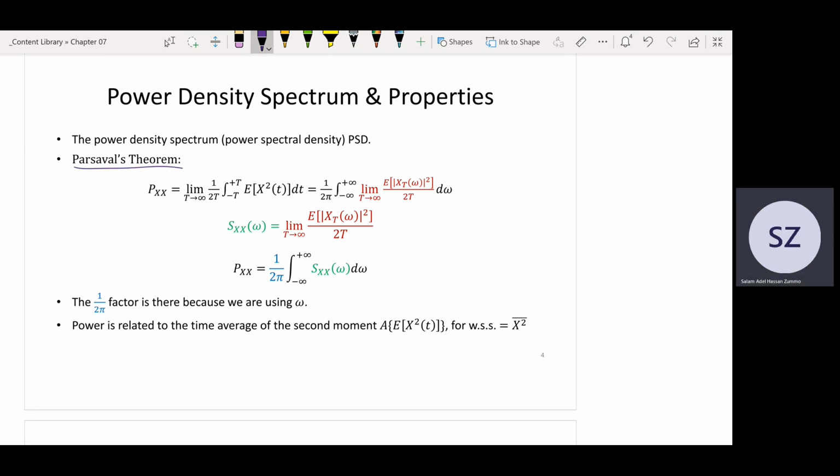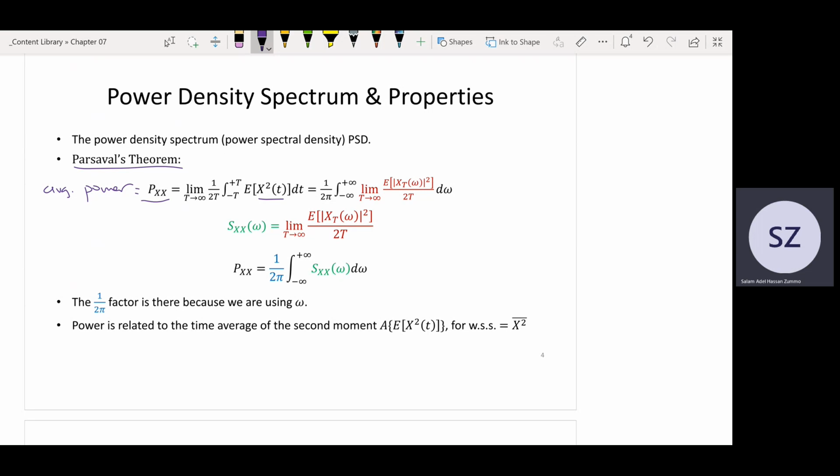In order to find the average power, Pxx, if I don't have a random process, what I do is I take the signal squared, I integrate for a specific time, and then I take the time to be large, and I divide by the length of the time. This is if I have a deterministic signal.